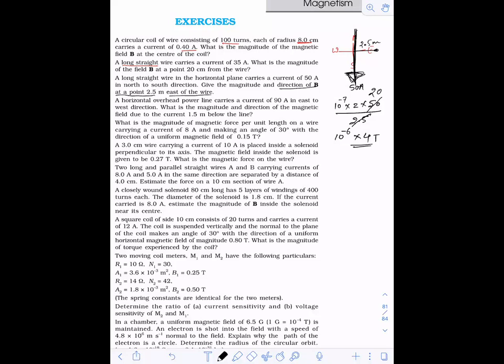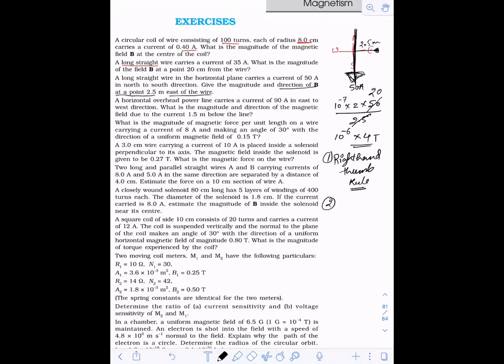Now see how your fingers are encircled. If you are able to see that, then try to find the direction of the magnetic field at this point. So it will be upward, using the right hand thumb rule. This is one thing using which you can calculate the direction.